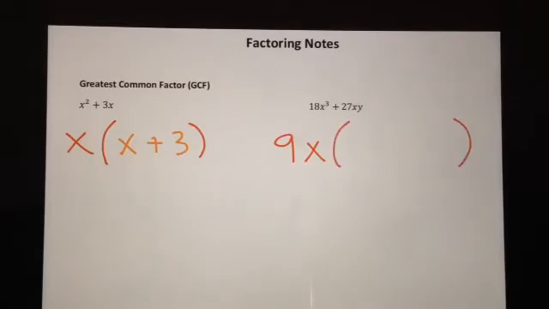All right, so I'm going to go ahead and put parentheses for my leftovers. If I look at the first part, 18 divided by 9 is 2. X to the third divided by x is x squared. So that's what's left over in the first piece. In the second piece, 27 divided by 9 is 3. X divided by x is nothing, it goes away, it's just 1, so we don't even have to write that. And then y doesn't divide by anything, so the y is going to stay as one of the leftovers. So that's greatest common factors.